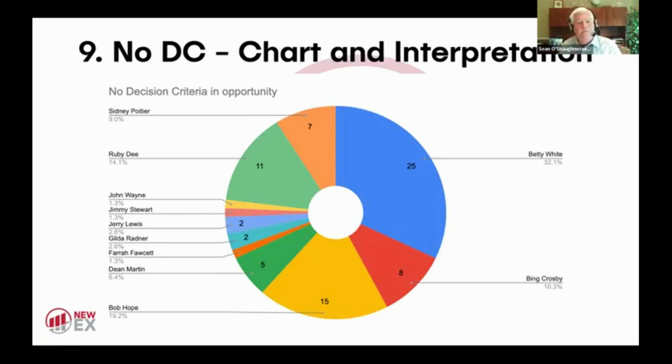Once again, we look: Bob Hope, not so good. Bing Crosby, not so good.